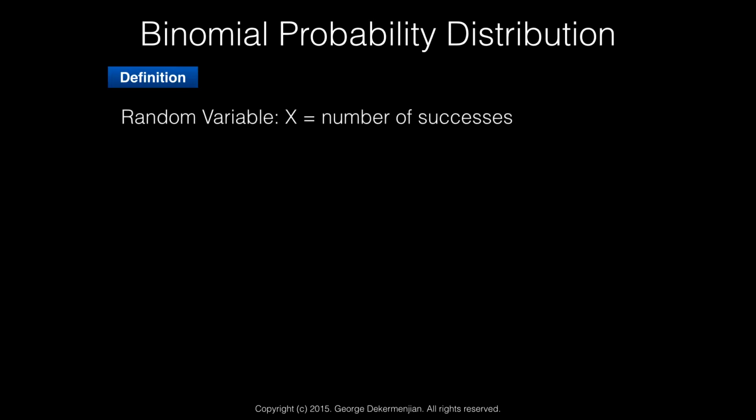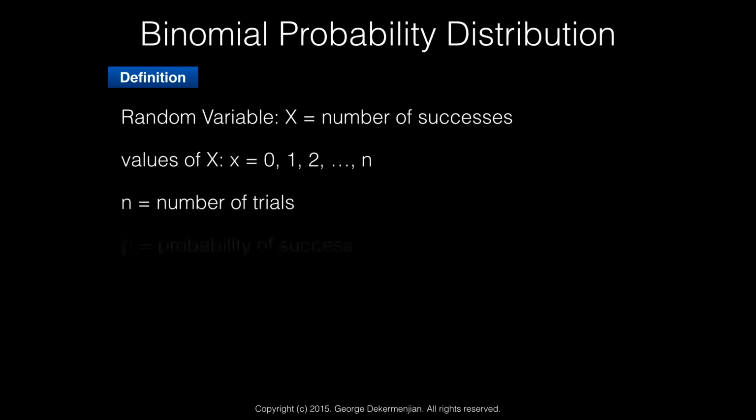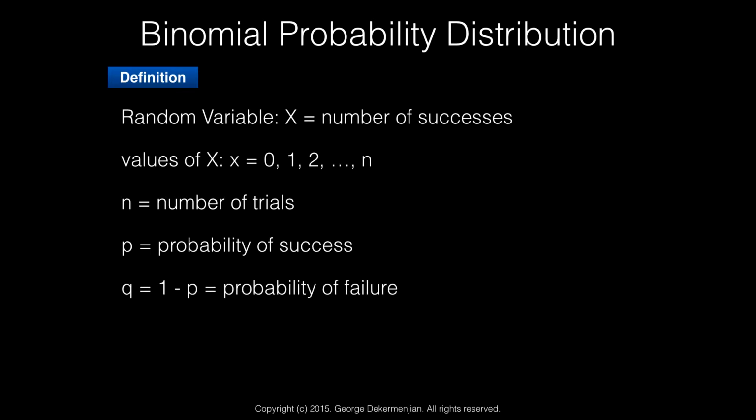In a binomial experiment, the random variable is x equals the number of successes. The values of the random variable are 0, 1, 2, etc. up till n, where n is the number of trials. Lowercase p denotes the probability of success. And we've seen these before, but there's one more that's new, and that's little q. This is the complementary probability, so it's the probability of failure. And of course, if you know the probability of success, then 1 minus that quantity will give you q.